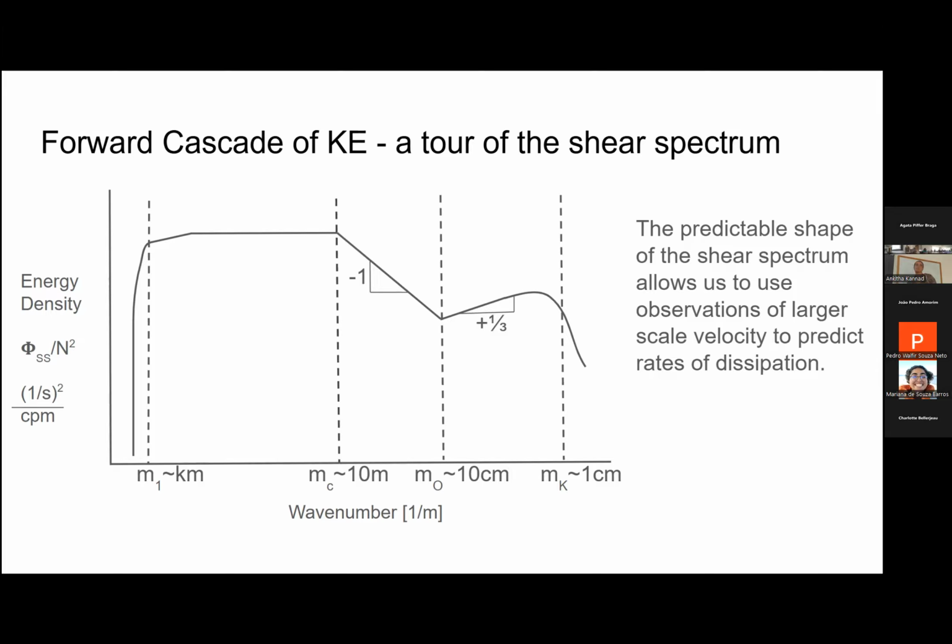Questions, thoughts? Heike asked if the shear spectrum in frequency space has a different shape, and yes, it does, but I don't have it on me right now. But it's the shear spectrum in wave number space that is used to compute epsilon, which we'll get into tomorrow.